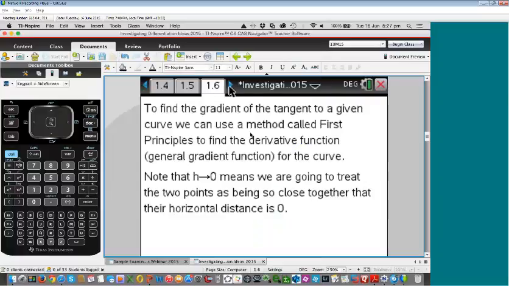All right, now if we move on to 1.6, to find the gradient of the tangent, so now we're actually talking about first principles. It actually explains to them the idea of H approaching 0, that the 2 points are getting so close together that we can assume that the horizontal distance is pretty much 0. It's almost an identical point. And at this stage, you could start to really talk about the idea of tangents.